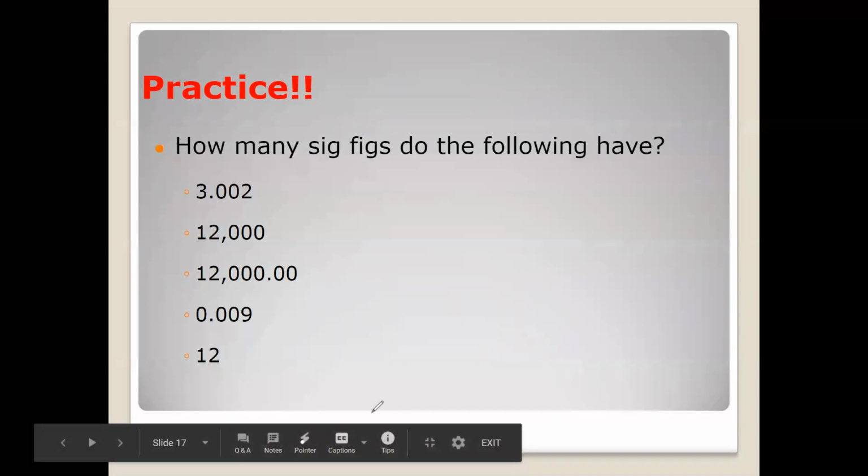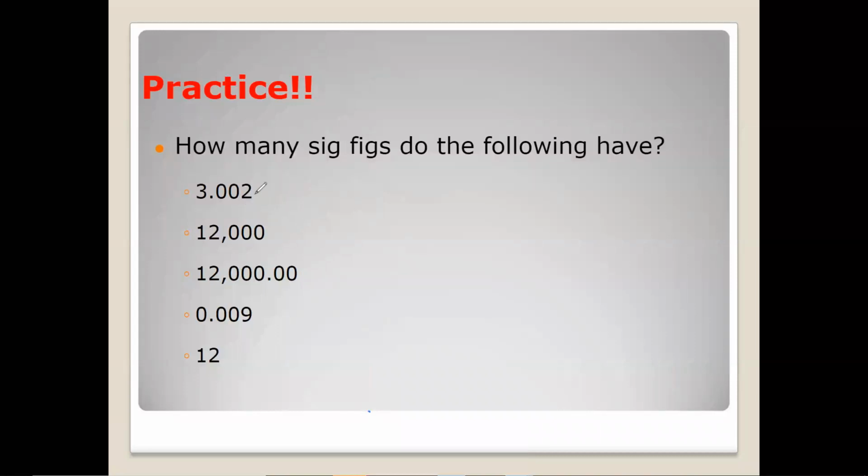So let's do a little bit of practice. I'm going to do this with you. This one would have 1, 2, 3, 4 significant figures. This one only has 2 significant figures because there's no decimal point to tell you that these zeros would be significant. This, on the other hand, same exact number, but it has 1, 2, 3, 4, 5, 6, 7 significant figures. This only has 1 significant figure because you have a bunch of placeholder zeros right there, and this one would have 2 significant figures.